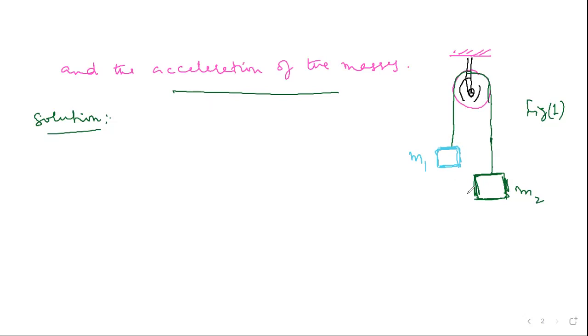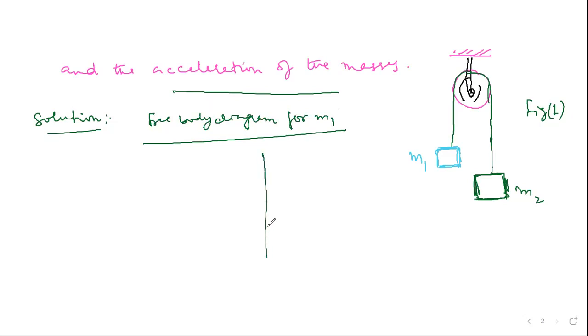Then we take vertical direction as y direction. Which direction we take positive? We take the direction of acceleration of the masses, that is direction of motion, as the positive direction, right? So for M1, which is lighter, upward direction is positive. For M2, it is moving downward, downward direction is positive. So I will write free body diagram for M1.